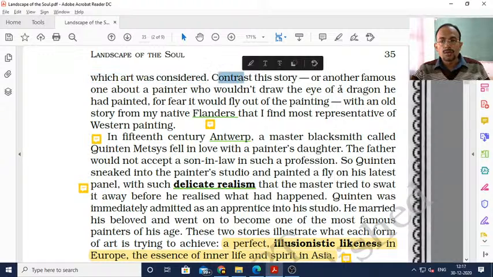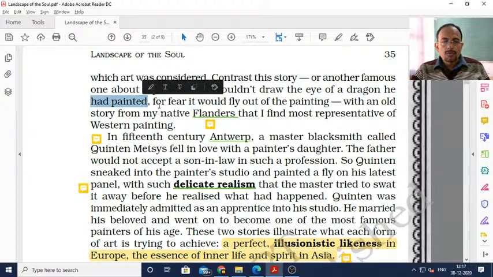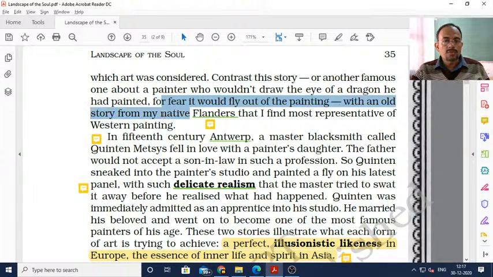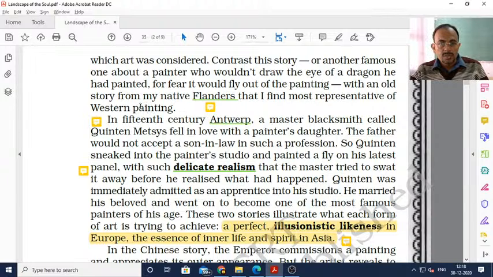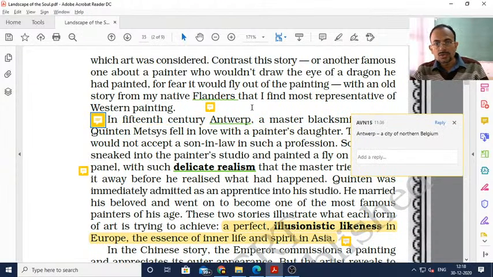Contrast this story, or another famous one about a painter who would not draw the eye of a dragon he had painted for fear it would fly out of the painting, with an old story from my native Flanders that I find most representative of Western painting. Another story is there.